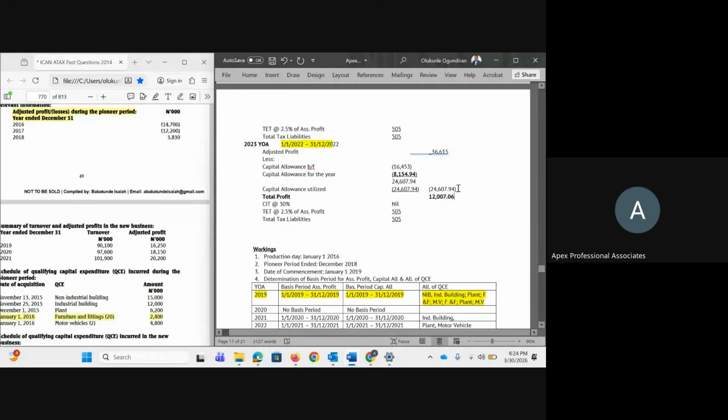So CIT at 30% now is 3,602.12. CIT at 2.5% is 915.37. Total is 4,517.5.